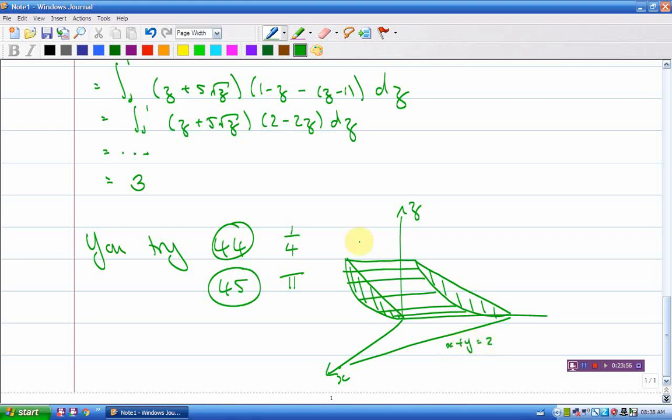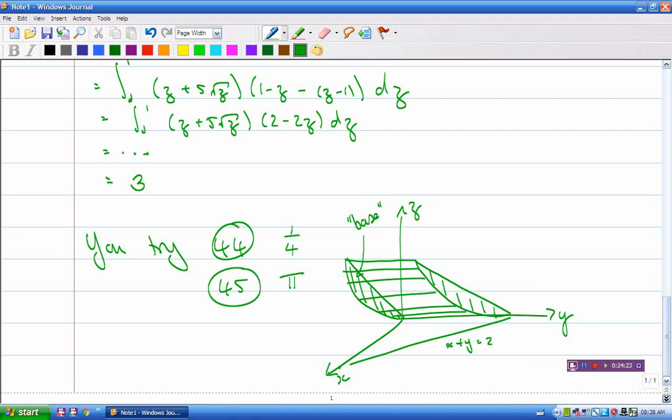So I would recommend, it's not the only option, but I would recommend that that sort of lens shape over there be your so-called base, and then y would be the variable that goes first, and y would go from that base to the opposite side, which is basically that little piece of the plane x plus y equals 2.